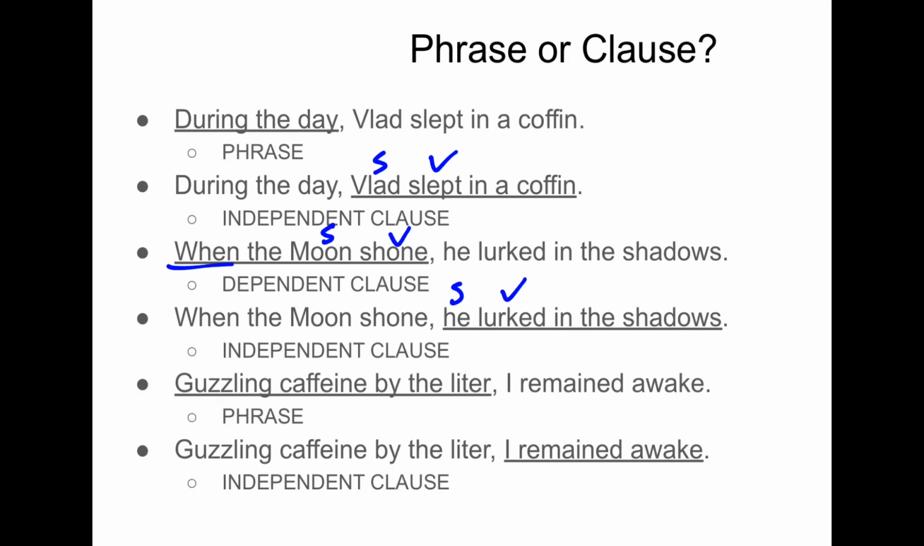Independent clause. Guzzling caffeine by the liter. We have a verb here, but we don't have a subject. So this is still just a phrase. I remained awake. We have a subject and a verb. That's an independent clause.